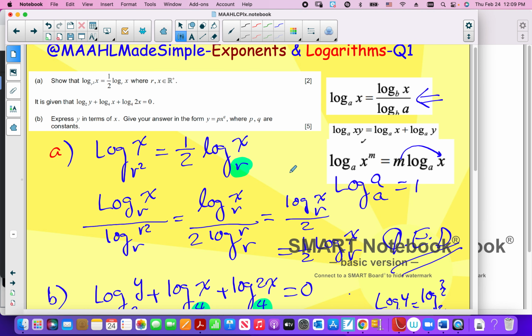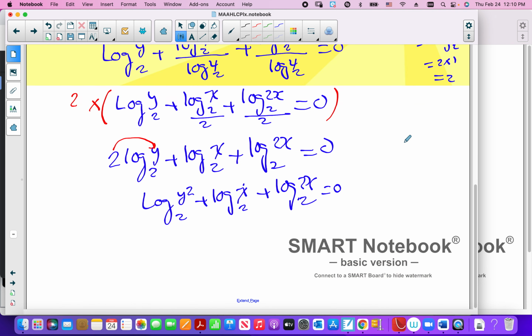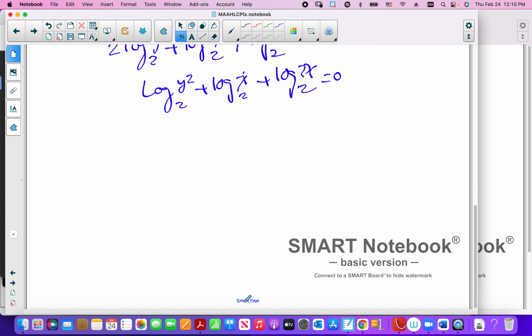Then I will utilize this property, the product log of x times y. I can expand it as log x base a plus log y base a, or if it is expanded, I can condense the logarithm. So I'm going to condense the left hand side to be one logarithm. That will be log, using that property, y squared times x times 2x base 2 equal 0. And this one can be written as log 2x squared y squared base 2 is equal 0.